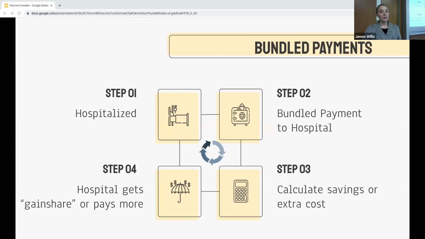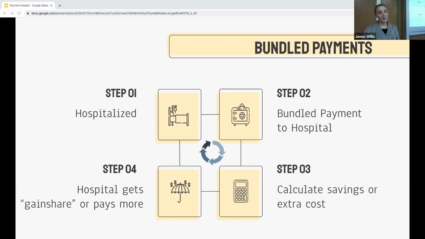The retrospective model is this example that I have shown here. Basically, a patient is hospitalized. CMS gives a bundled payment to the hospital. So for example, for acute heart failure exacerbation, they'll say, okay, here's your $10,000 for this hospitalization. And with that, you need to cover all of your complications and your readmissions. Then the hospital calculates what their actual cost was. And the hospital, if they have a cost that is demonstrated to be lower than what CMS has agreed upon, they get to keep what's called a gain share, which is a portion of the essentially difference between what the hospital used and what CMS gave them. If their cost is over what CMS gave them, then they have to pay more.